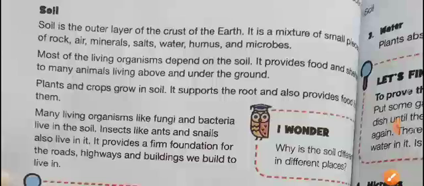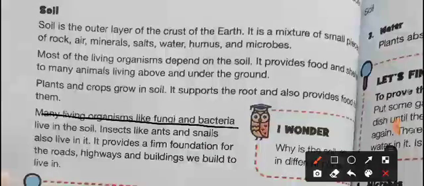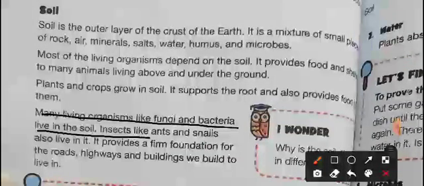Many living things, they depend on the soil. Like plants, they cannot grow without soil. Similarly, there are many small animals like ants, worms, snail, rats. These small animals, they live in the soil. They make their homes in the soil. So soil is like a home for them. Then many living organisms like bacteria and fungi, they live in the soil.